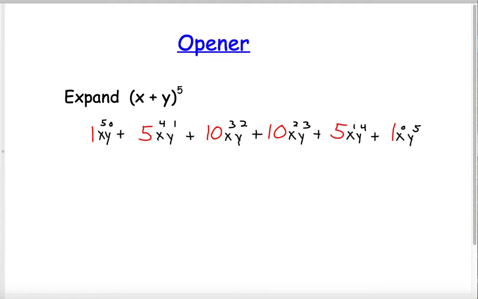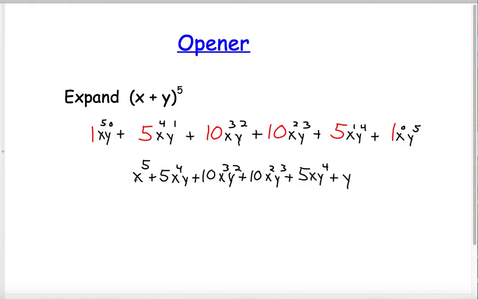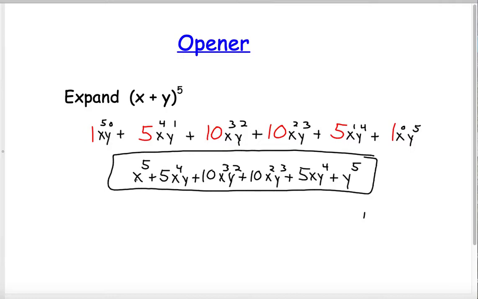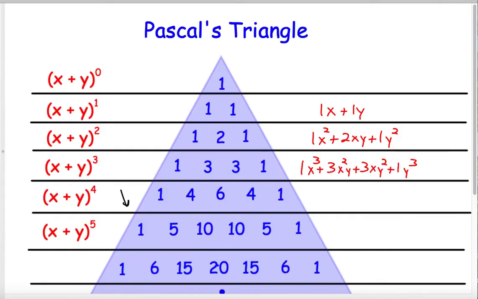Now we don't write the 0 and the 1 exponents, so we're just going to write our final answer as x to the fifth plus 5x to the fourth y plus 10x cubed y squared plus 10x squared y cubed plus 5xy to the fourth, and finally y to the fifth. And that's the expansion, and that was pretty easy to do instead of multiplying everything out. So Pascal's triangle is very useful.